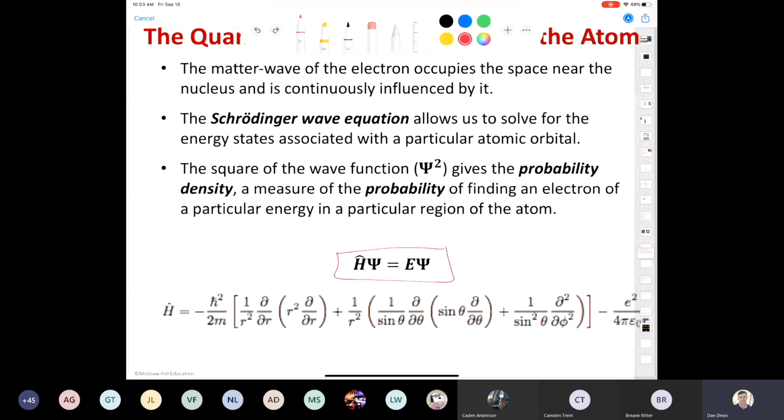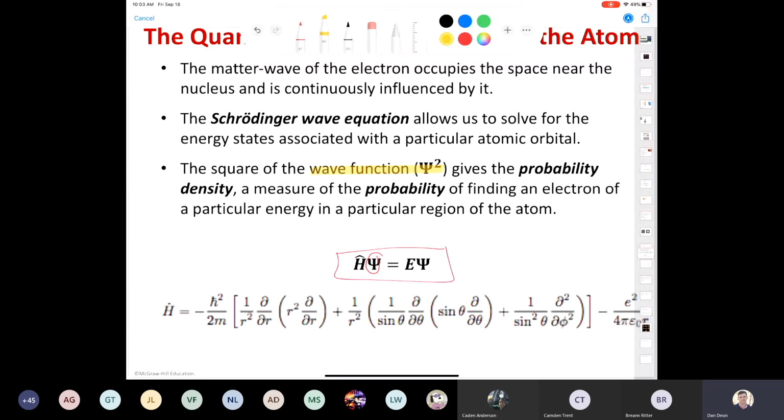This psi is called the wave equation. The wave equation is actually meaningless, but if you square that wave equation, you get what's called a wave function. So psi squared is the wave function. And of course, I'm never going to ask you to solve any of this. It gives you the probability density, or the measure of probability, of finding an electron of a particular energy in a particular region of the atom.